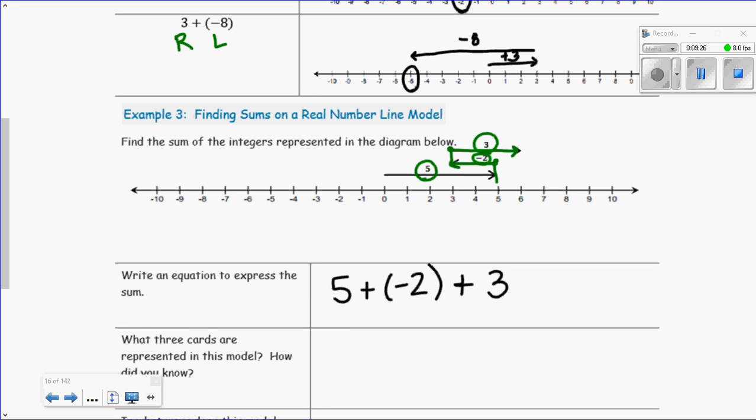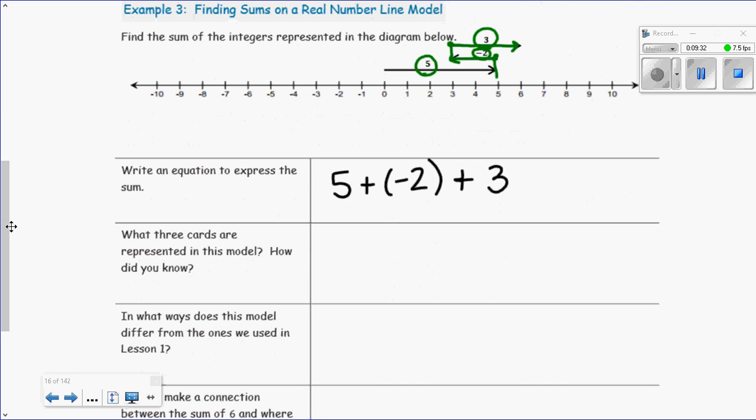Okay? What 3 cards are represented in this model? Well, back to thinking about the integer game. If you were holding those 3 cards, what would your score be? We have 5, negative 2, and positive 3. In what ways does this model differ from the one we used in lesson 1?